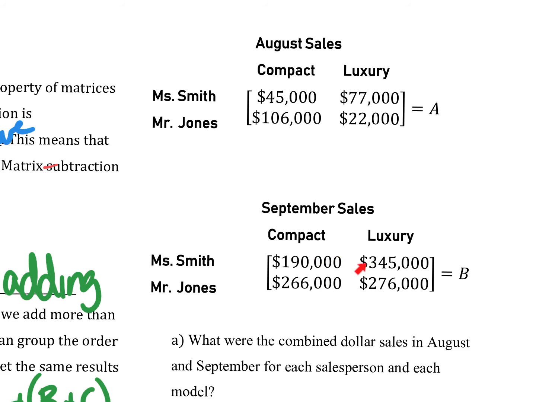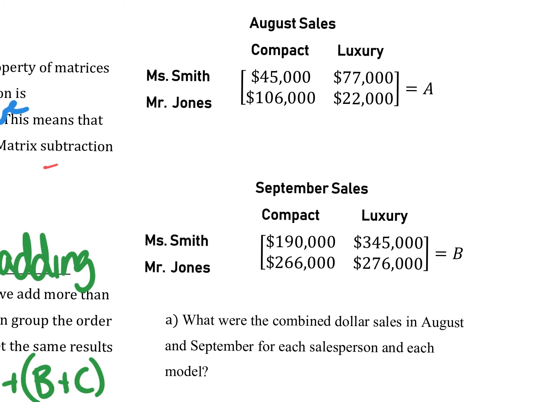September sales, look at the September sales though. They jumped significantly. Do y'all see that? But they still tell me that Mr. Jones is selling more compacts and Mrs. Smith is selling more luxury. This is how we really use real life matrices. You see that? I have these 2 variables, compact and luxury, for these two people, Miss Smith and Mr. Jones, and I'm organizing like this in this matrix array.